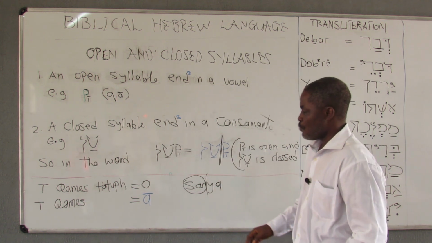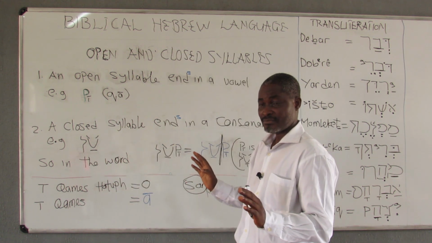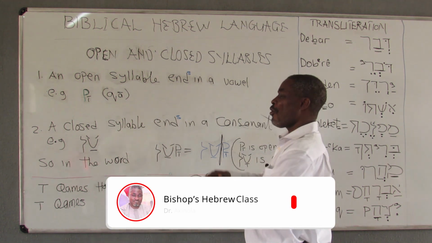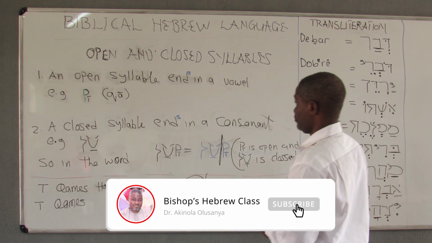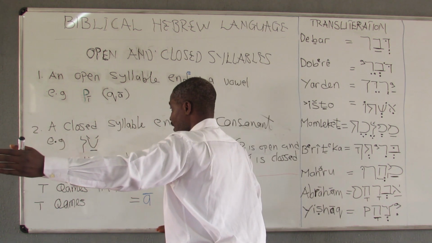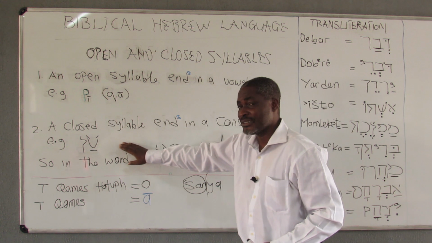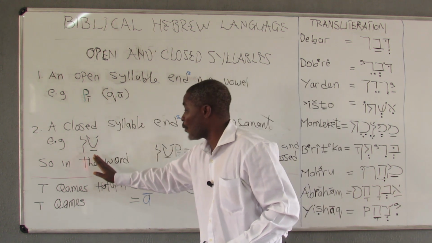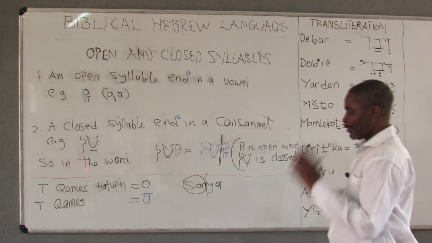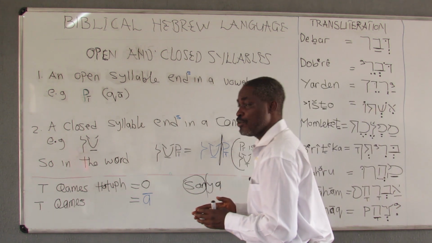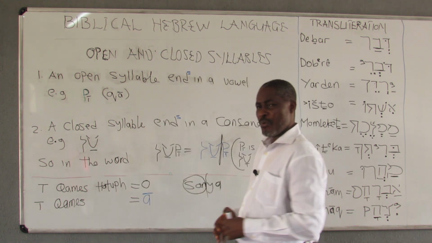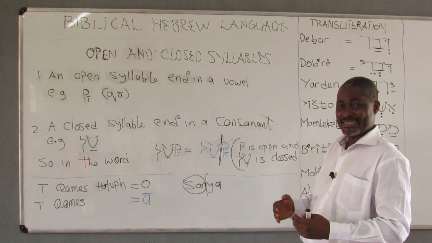So the question now is, whenever this kames appears under a syllable, are you getting me? And it is open and it is not accented, then whenever it's open and not accented, it is a long vowel. You understand? But whenever it appears in a syllable that is closed and not accented, it is short. So another principle why this is important is this. A closed syllable that is not accented ends in a short vowel. And an open syllable ends in a long vowel.